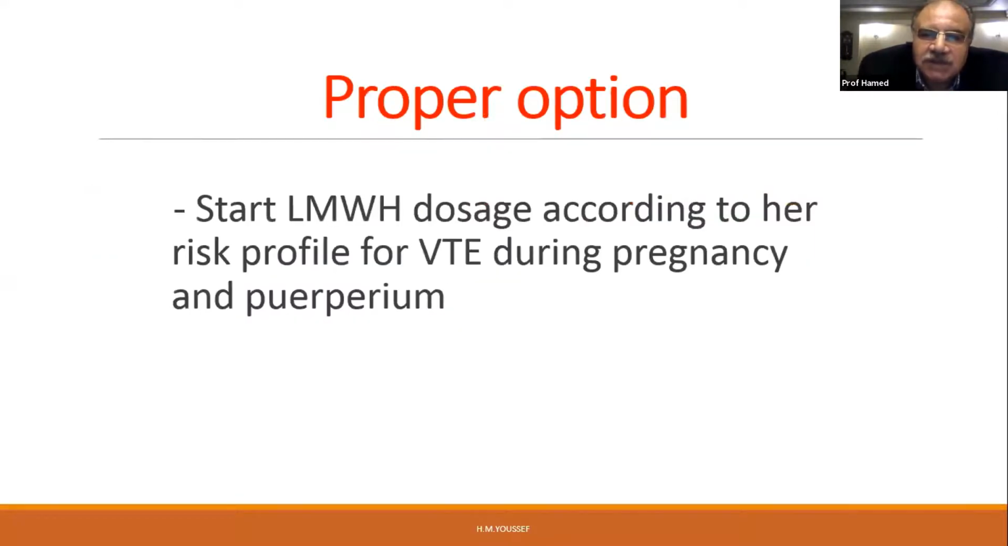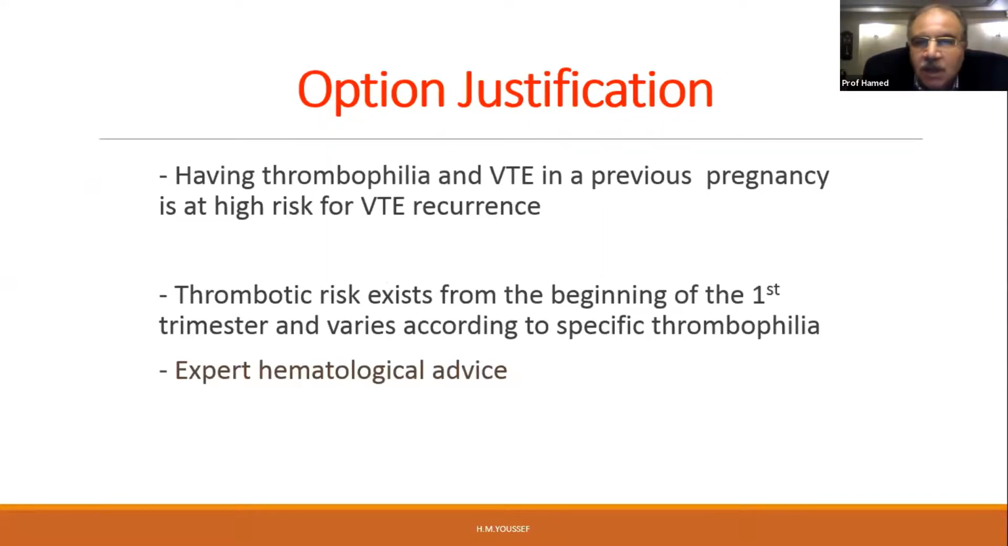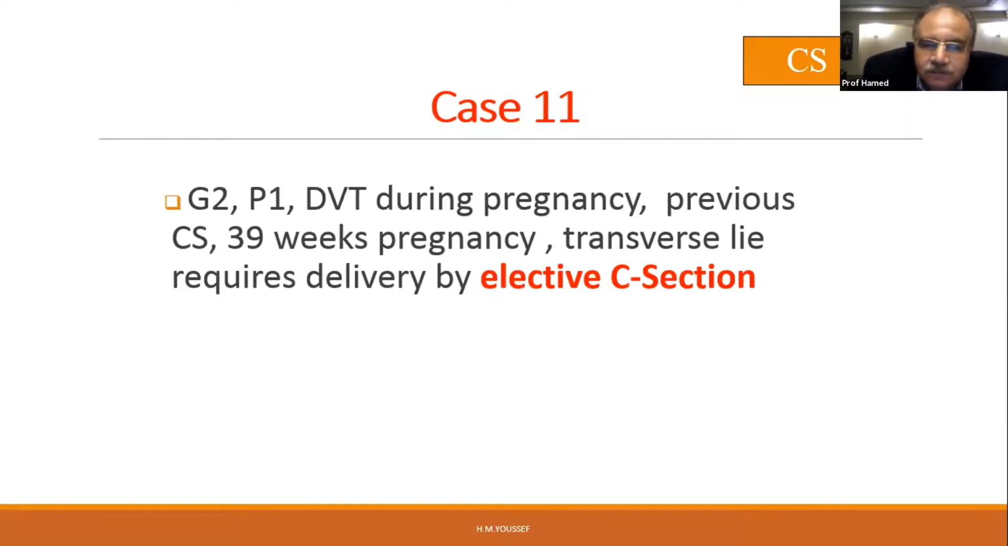The proper option is start low molecular weight heparin dose according to her risk profile for VTE during pregnancy and puerperium. Option justification: having thrombophilia with VTE in a previous pregnancy, consider the patient to be at high risk for VTE recurrence. Thrombotic risk exists from the beginning of the first trimester and varies according to the specific form of thrombophilia. An expert hematologist should be involved.